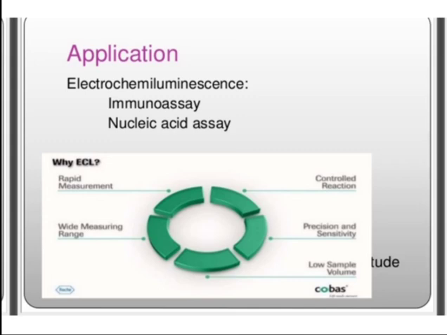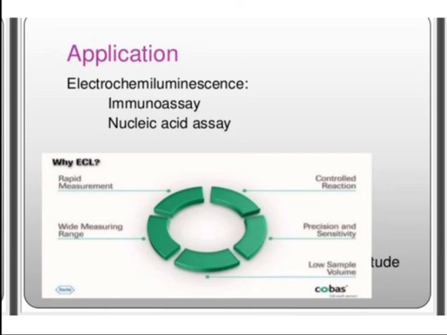And why is electrochemiluminescence used? Because the chemiluminescence analysis is a rapid analysis, with wide measuring range, and it is a controlled reaction. Precision and sensitivity are higher, and low sample solution is required for the analysis. Means these are the advantages of the electrochemiluminescence.